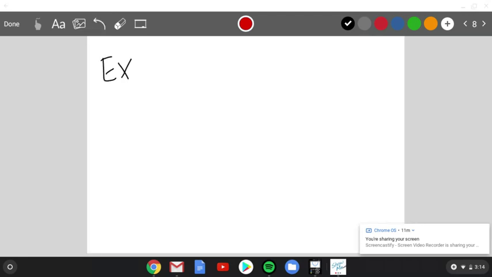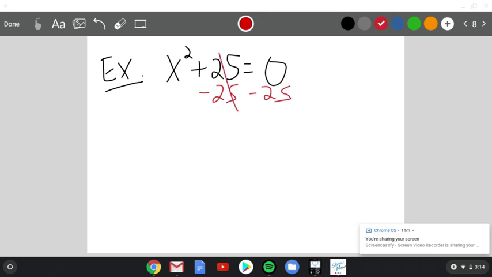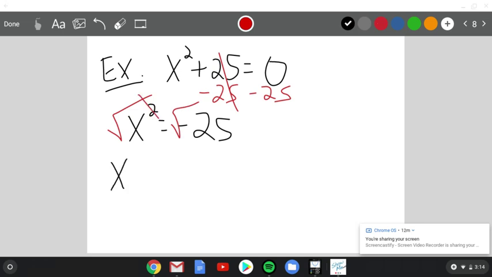One more. X squared plus 25 equals 0. So I need to subtract 25. X squared equals negative 25. Square root both sides. So now, you know the square root of 25 is 5. But if you put in your calculator square root of negative 25, you're going to get an error. And the reason why that is, you can't take the square root of a negative.